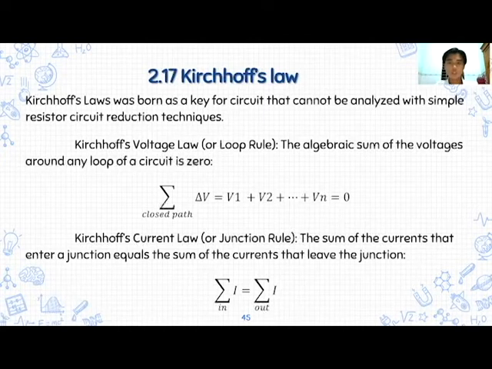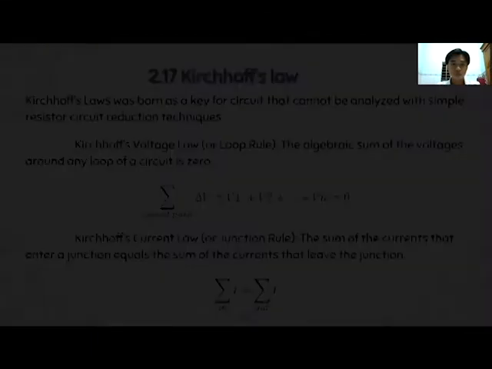Okay, so I continue with Kirchhoff's laws. Kirchhoff's laws are key for analyzing complex circuits which cannot be analyzed using simple methods. And we have two different Kirchhoff laws, which are the voltage law and the current law. For the voltage law, the sum of the voltages around any loop is equal to zero, and for the current law, the total current entering a junction is equal to the total current that leaves the junction. Okay, let's see an example.